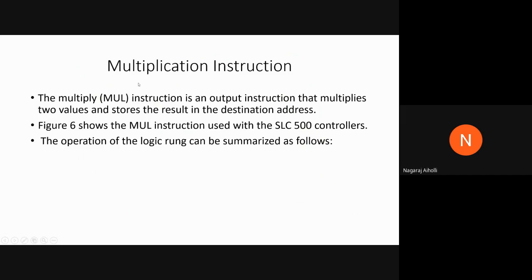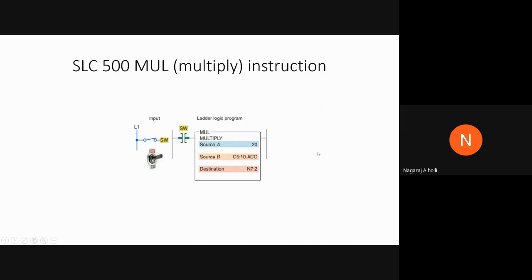Let us proceed with the multiplication instruction. The MUL instruction is an output instruction that multiplies the value in one register with the value in another register, and the result will be stored in the destination register. The next figure shows the MUL instruction used with the SLC 500 controllers. Operation of the rung is explained here.